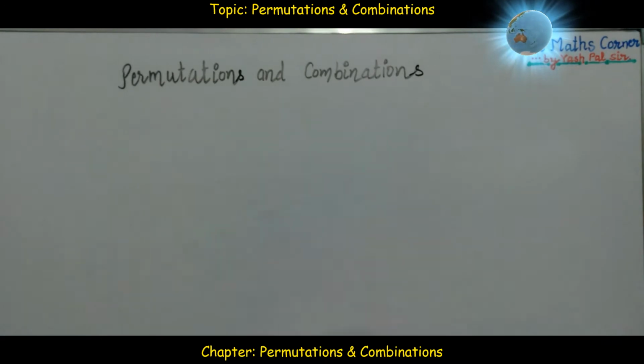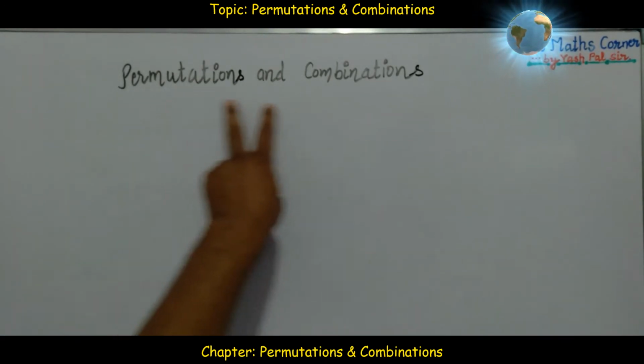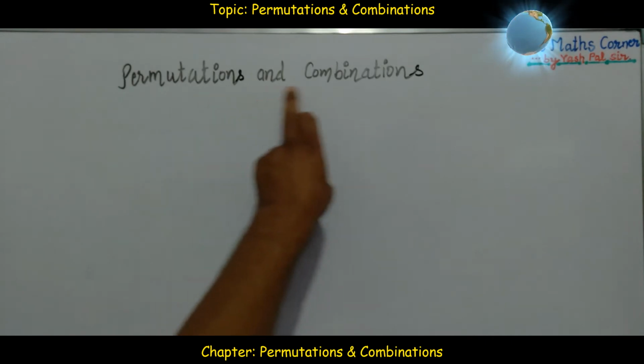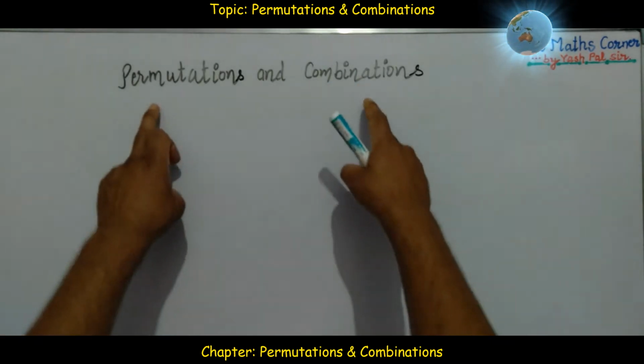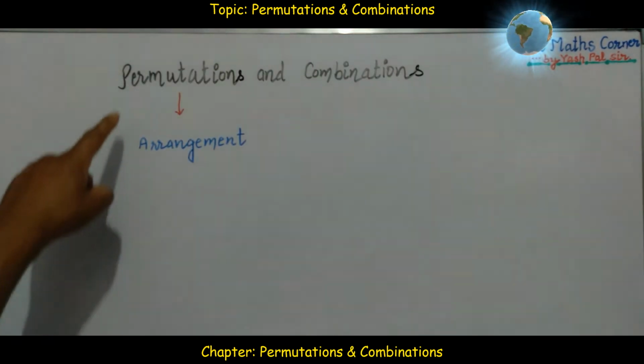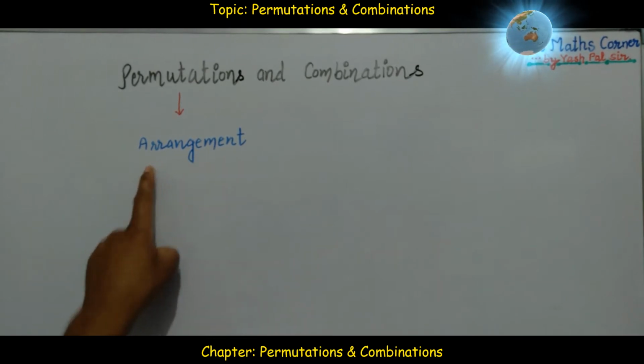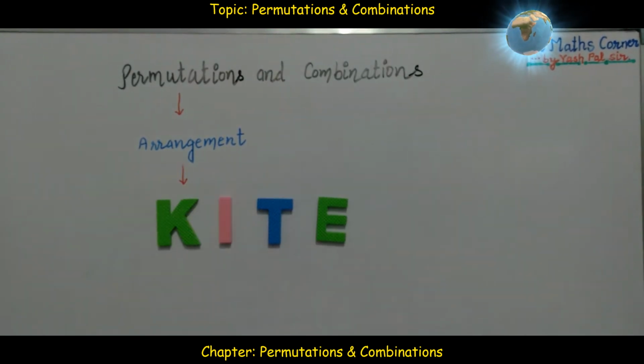Permutations and combinations. First of all, the meaning. What is the difference between permutations and combinations? Let us see the word meaning. In simple words, permutations mean arrangement. Arrangement how? Here, in the example, consider the four letters of the English alphabet K, I, T, E.